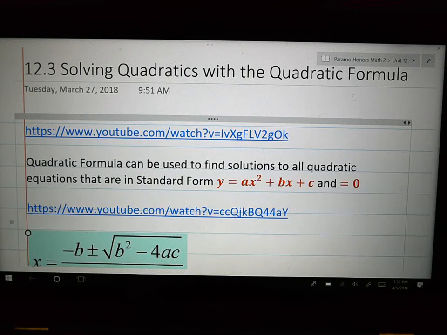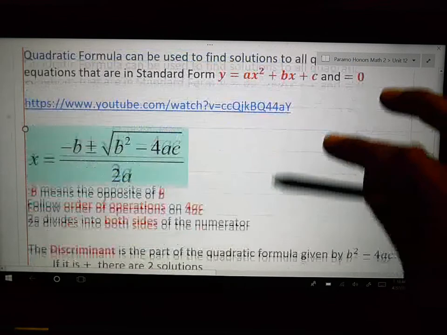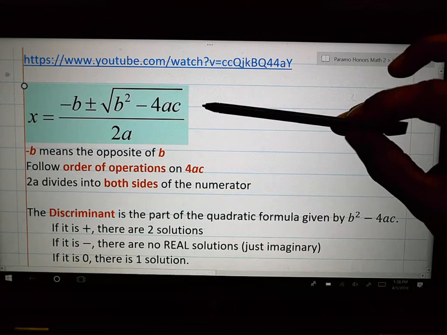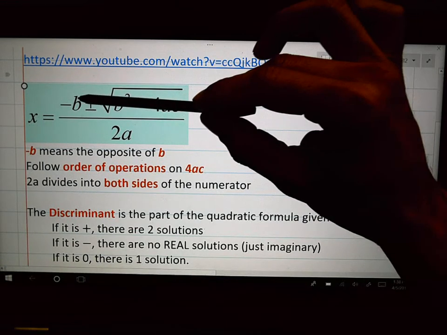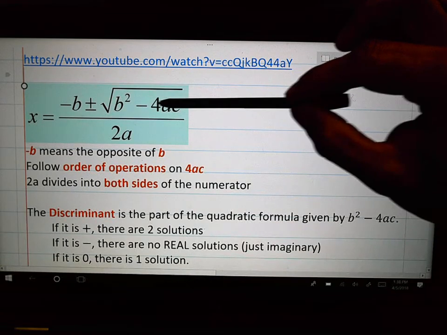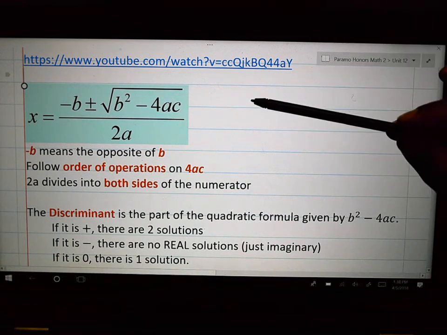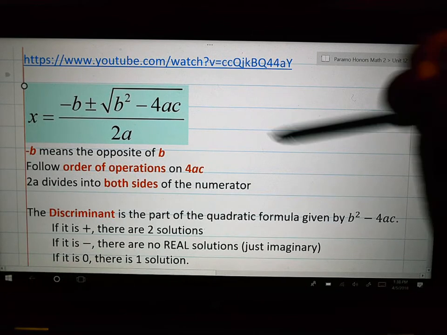12.3, we're going to learn a formula, a very useful formula. The formula that you're going to learn, if you haven't learned it already, is this formula right here. It's really big. It says x equals negative b plus or minus radical b squared minus 4ac all over 2a. If you memorize this formula, which I'm going to recommend that you do, memorize.